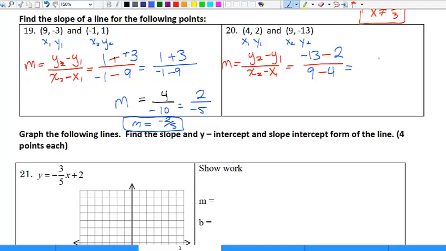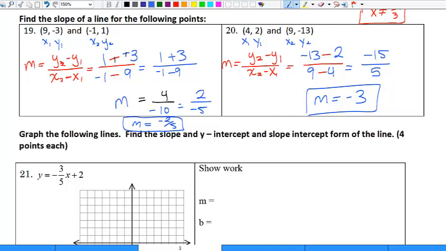In this case, you just subtract the tops. That's negative 15, because they're the same sign, you add and keep their sign. 9 minus 4, because they're opposite signs, you subtract and take the bigger guy's sign, which is positive. So m equals negative 15 over 5, which reduces to negative 3.